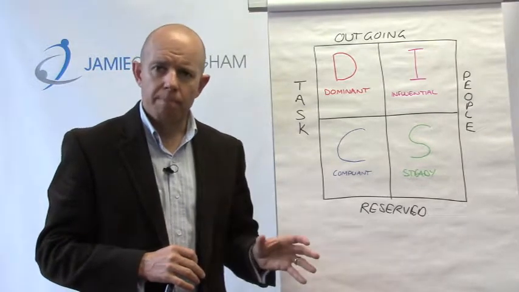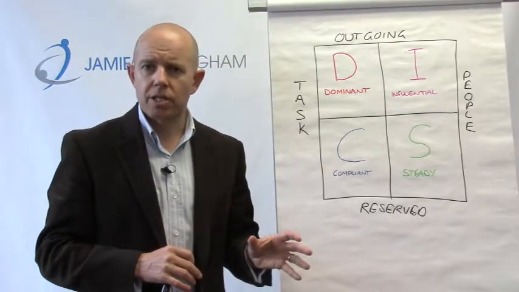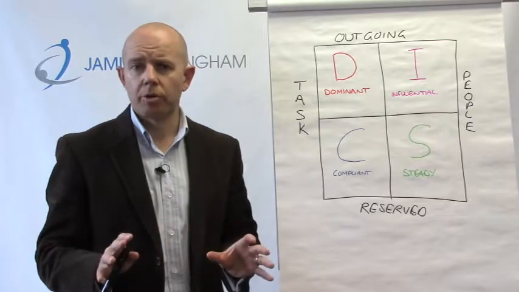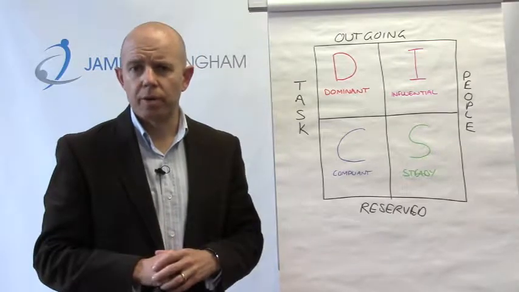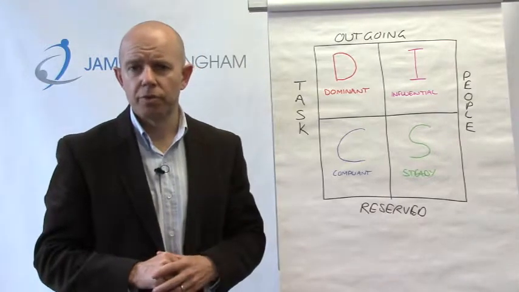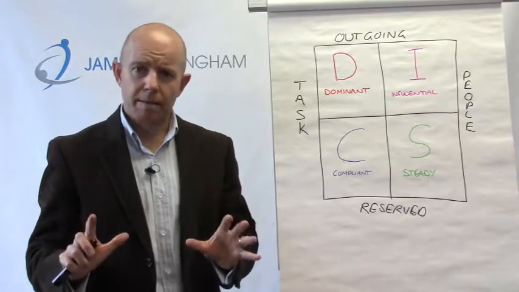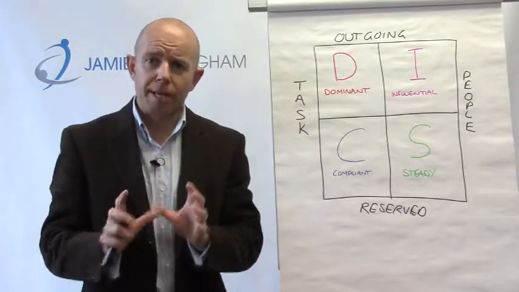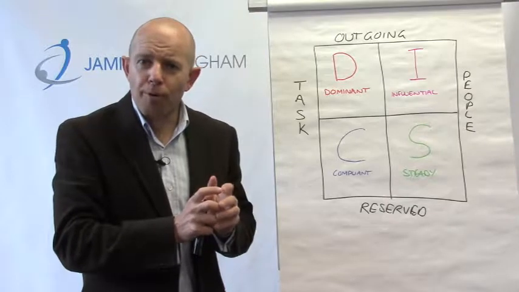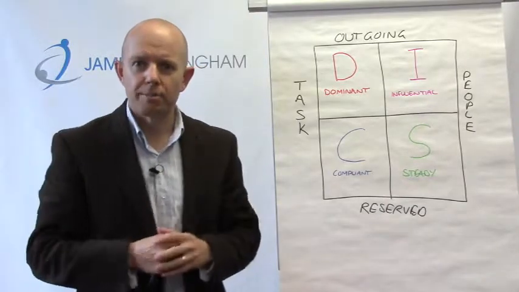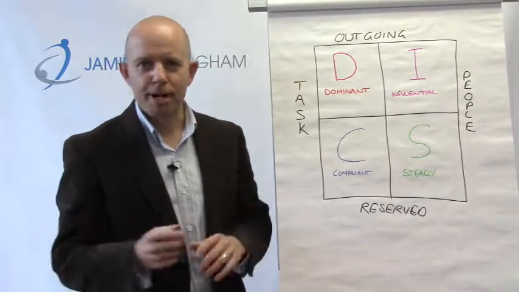One of the weaknesses or constraints of an S is conflict avoidance. They're very uncomfortable with conflict. They don't like to speak up when it's going to be controversial. They prefer just to go with the flow. And sometimes, because they don't speak up, they can bottle things up to a point where all of a sudden they blow their top because it all gets too much.